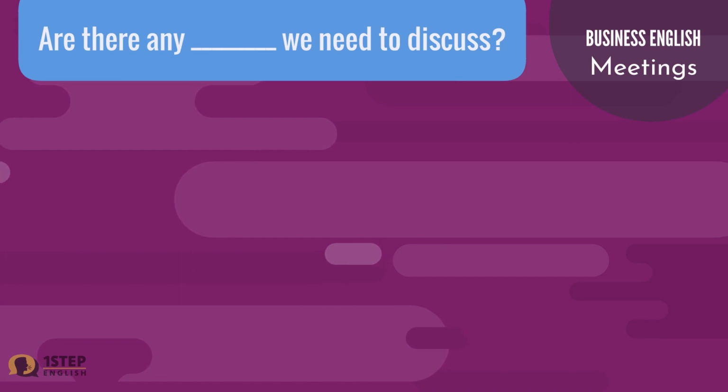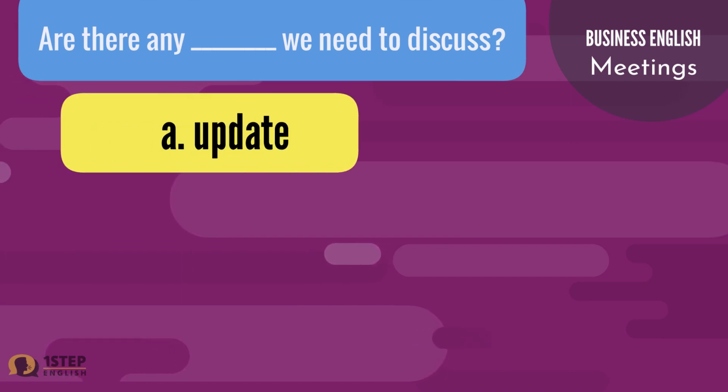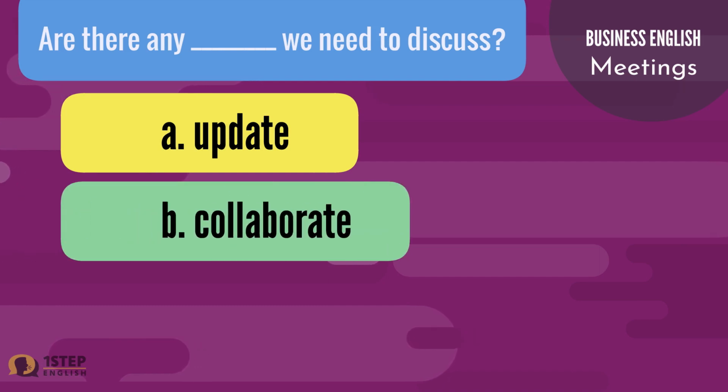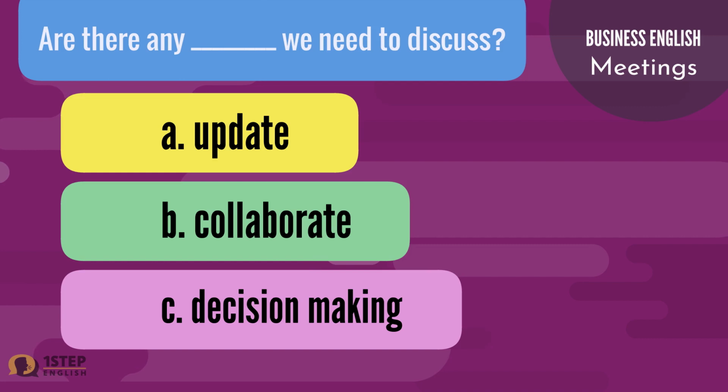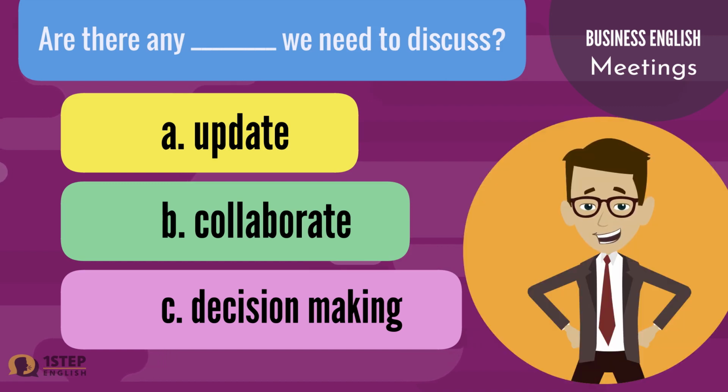Are there any we need to discuss? Letter A. Update. Letter B. Collaborate. Letter C. Decision making. The correct answer is letter A. Update. Are there any updates we need to discuss?